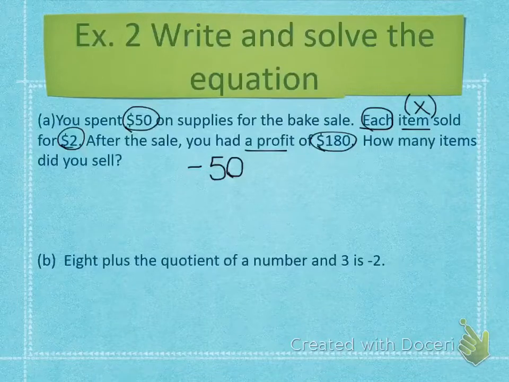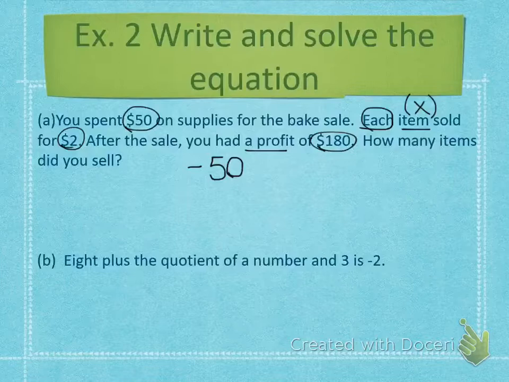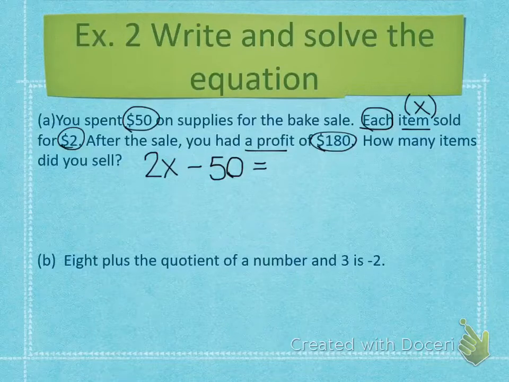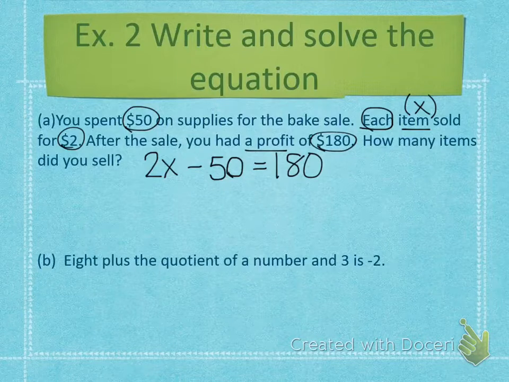If each item sold for $2, what are you going to do with 2 and x? Add them, subtract them, multiply them, divide them. Multiply. So the question is, does 2x go after the negative 50 or does 2x go in front of the negative 50? In front. So the profit is 2x minus 50 equals 180. Now, does that look like something you've done before? Yes. So let's solve it.